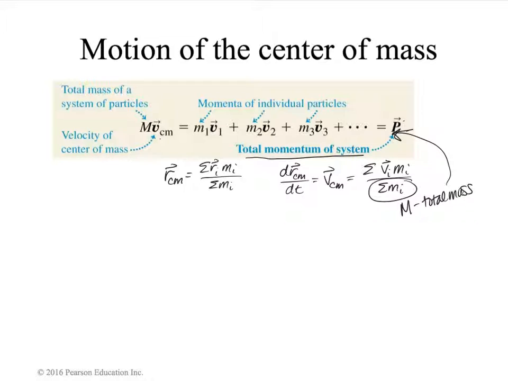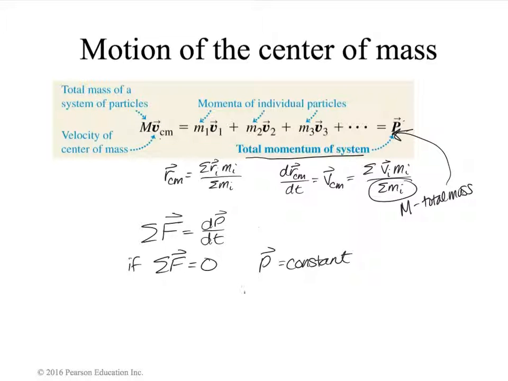Now, if we remember, at the beginning of the chapter, we rewrote Newton's second law to say that the sum of the forces was equal to the time rate change of momentum. Well, if the sum of the forces is equal to zero, then that means that the momentum is equal to a constant. And from this expression, it would also mean that the velocity of the center of mass is constant. And this is a piece of information that we can use to help us solve problems.